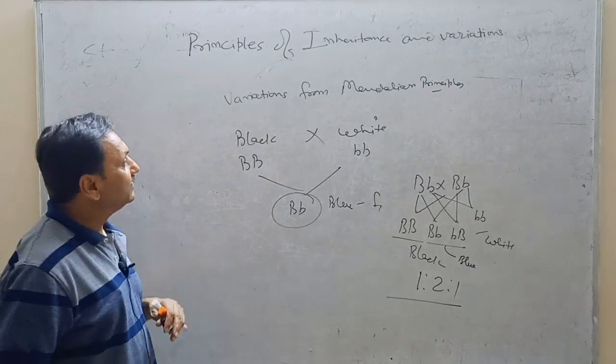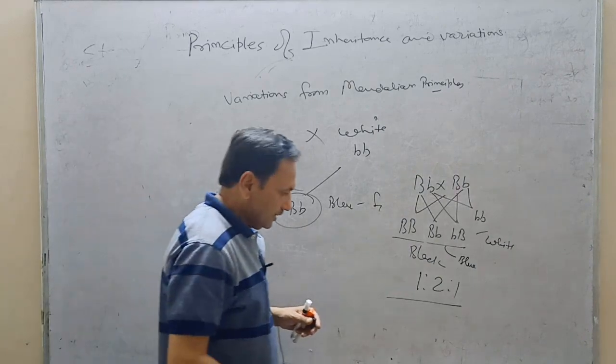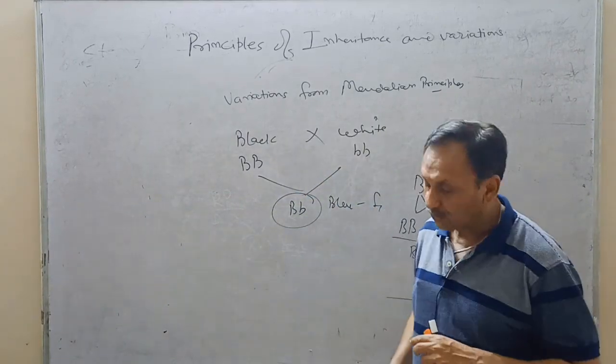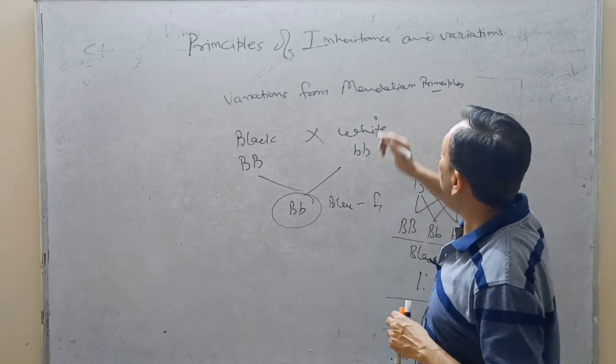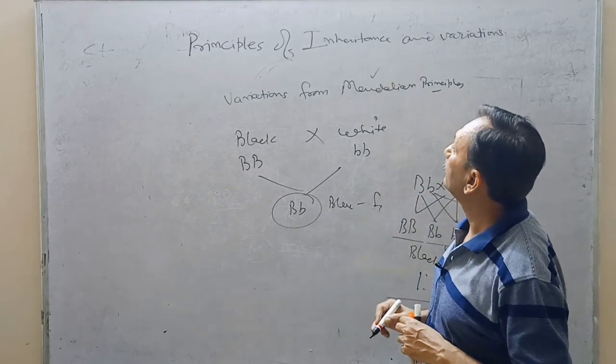Now in the next lecture we will discuss codominance, which is also an example of the variations in the Mendelian principles.